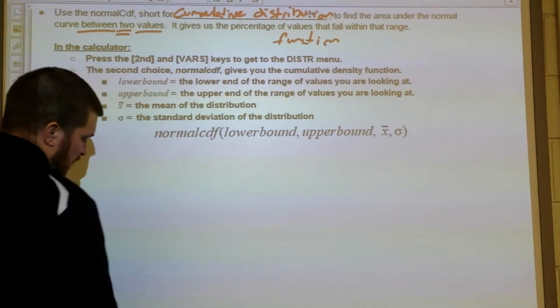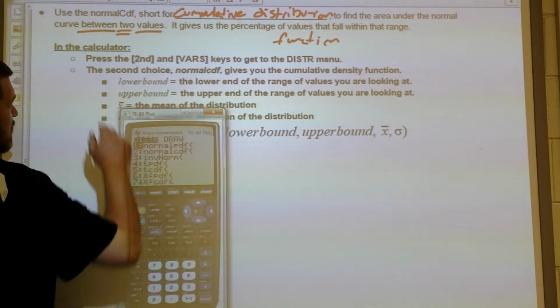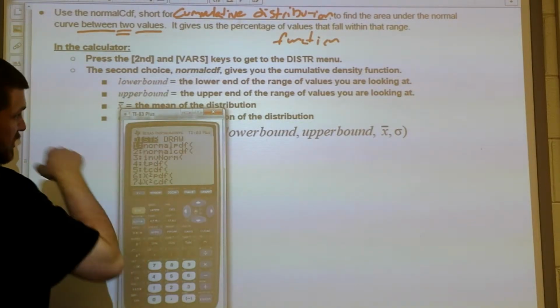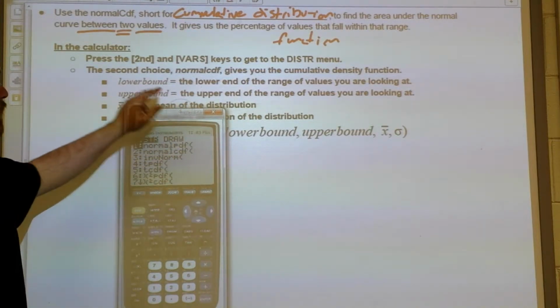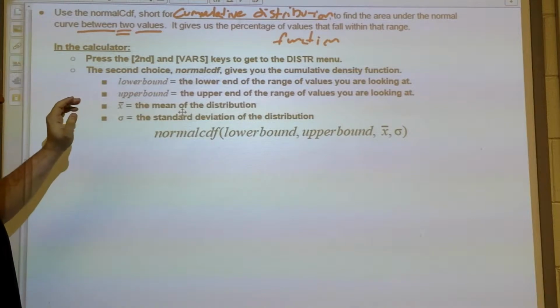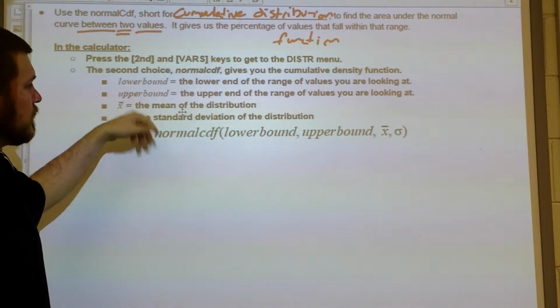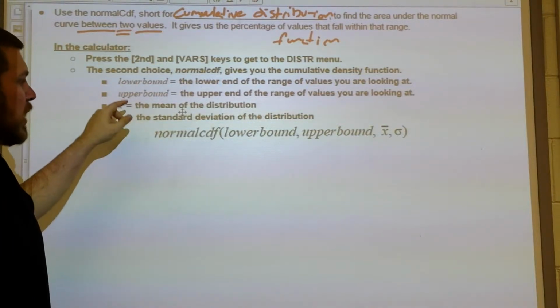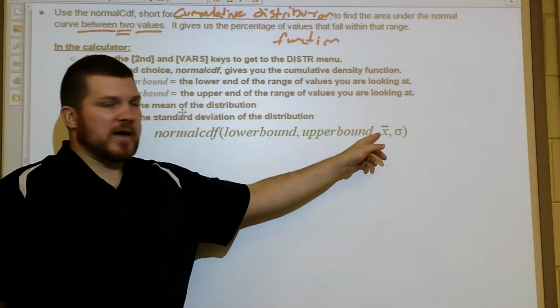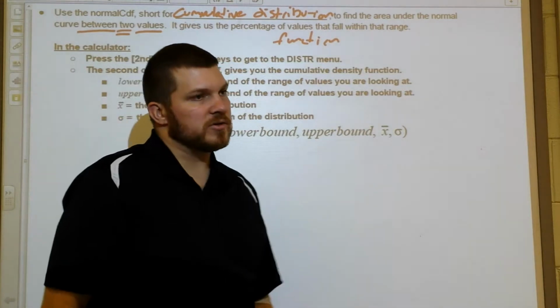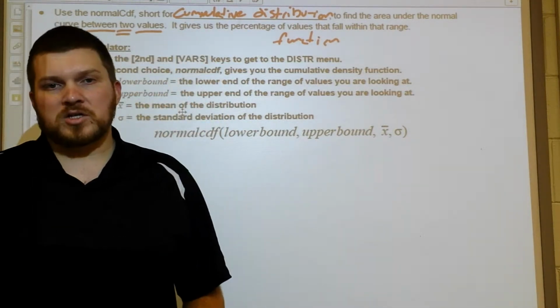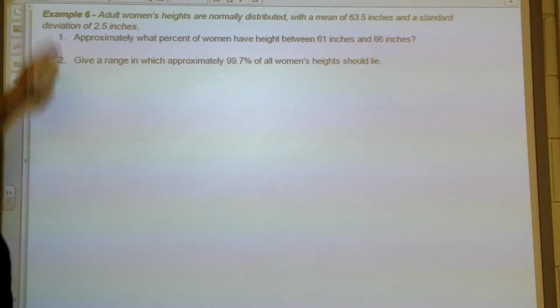And again, in your calculator, all you do to get there, second vars, you get to this menu, and then it's the very second option, normal CDF. For normal CDF, you're going to have to know four things. You're going to have to know your lower bound, your upper bound, your average value, which again is just X with a bar over it, and then your standard deviation, which is still the Greek letter sigma.